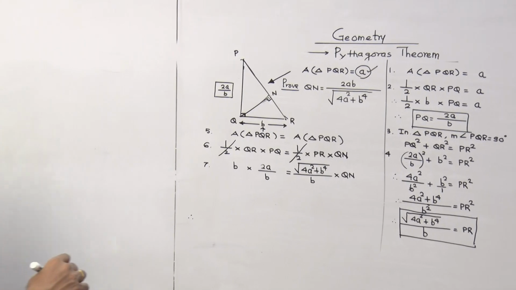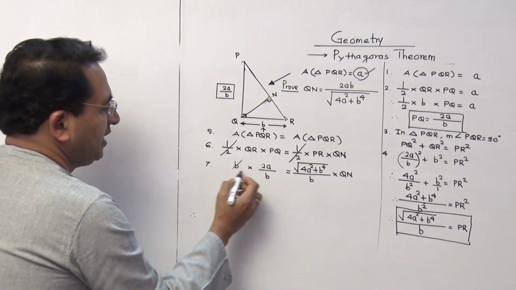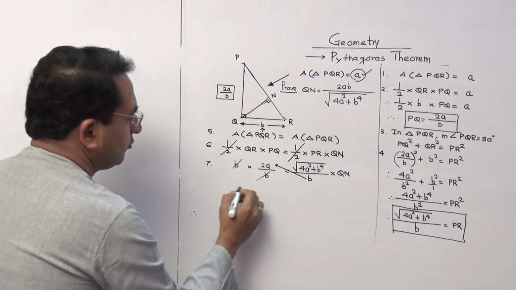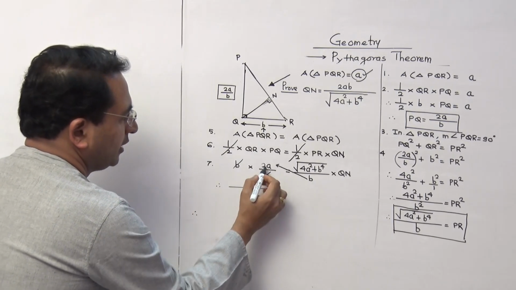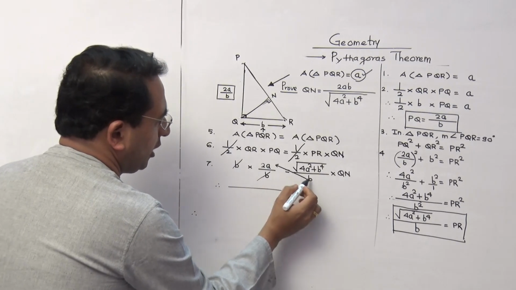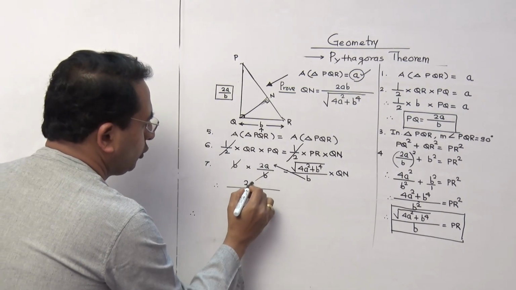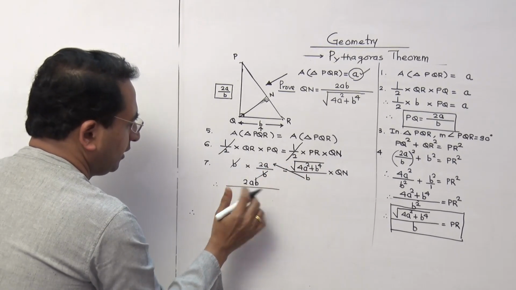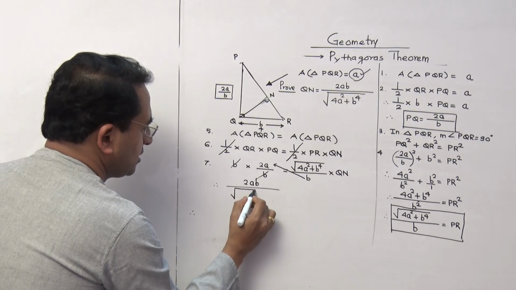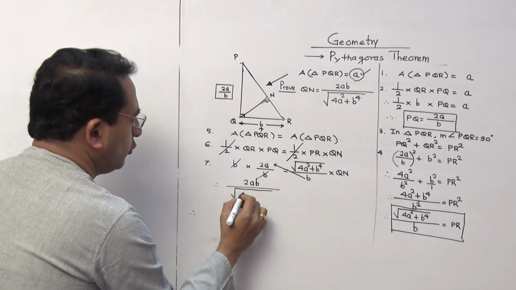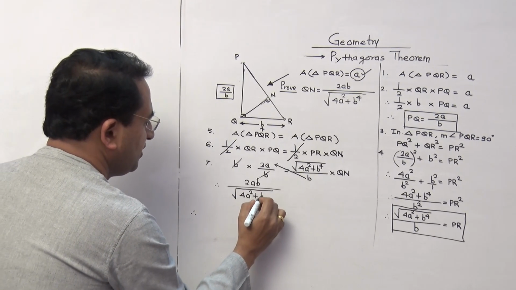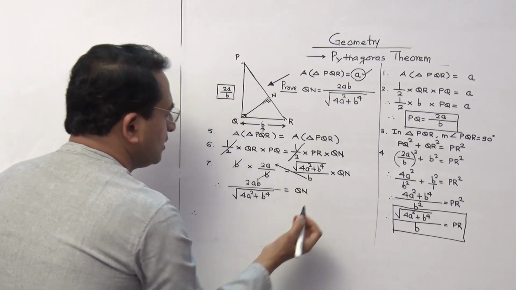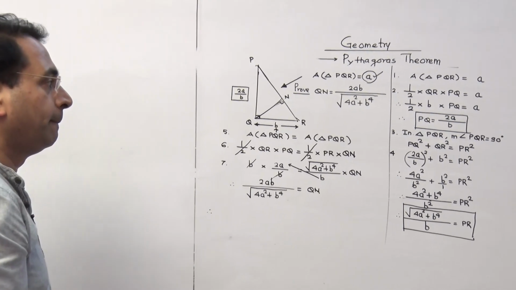Now what will get cancelled over here? This part b gets cancelled. This is transferred to this side. So what will happen here? Therefore, this 2a will be along with b to make it 2ab. And this entire part will go down here and it is written as square root of 4a square plus b raised to 4, that is equal to QN. See, how simple it is.